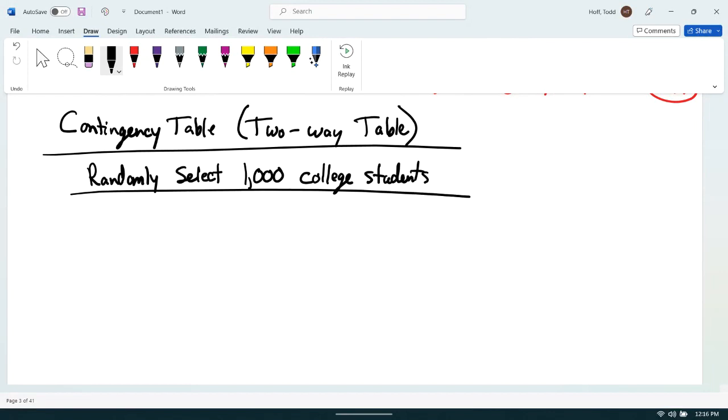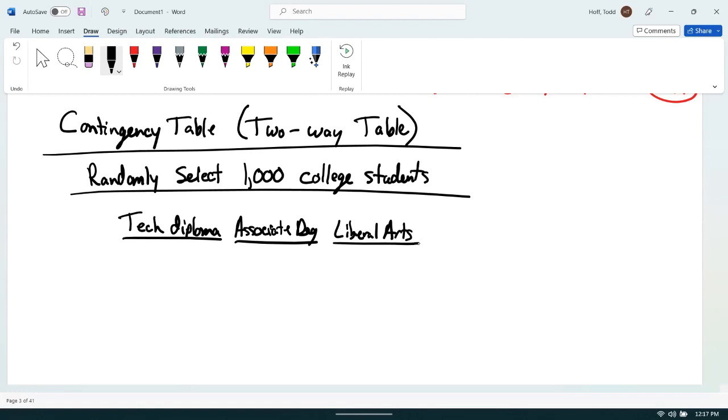And from those students, they are in one of 3 programs. The tech college, we only have 3 programs. We have tech diploma programs. We have associate degree. And we have liberal arts. And then we want to look at age groups. So we're going to look at students who are less than 30, students who are 30 through 39, or in their 30s, and students who are 40 or greater, 40 or older.